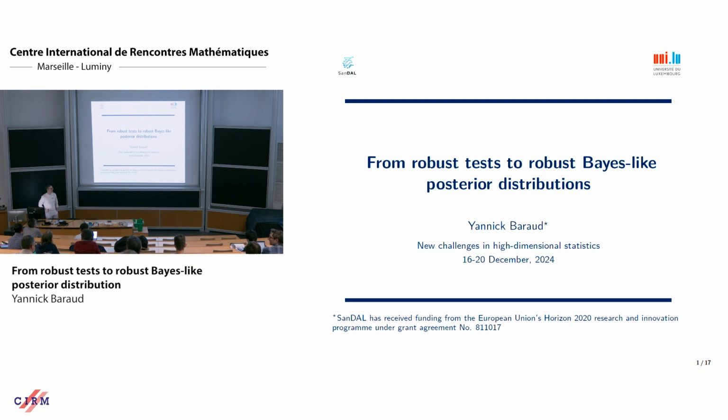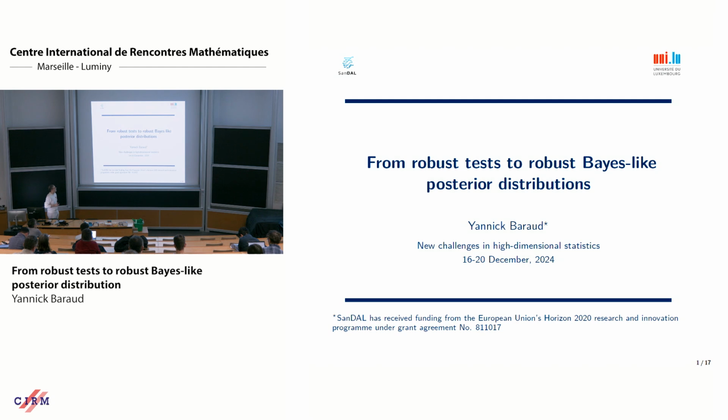So this talk is basically on how to find a surrogate to the classical Bayesian posterior distribution. That's what the talk is about. So I want to find a substitute to it, and I will just explain why.